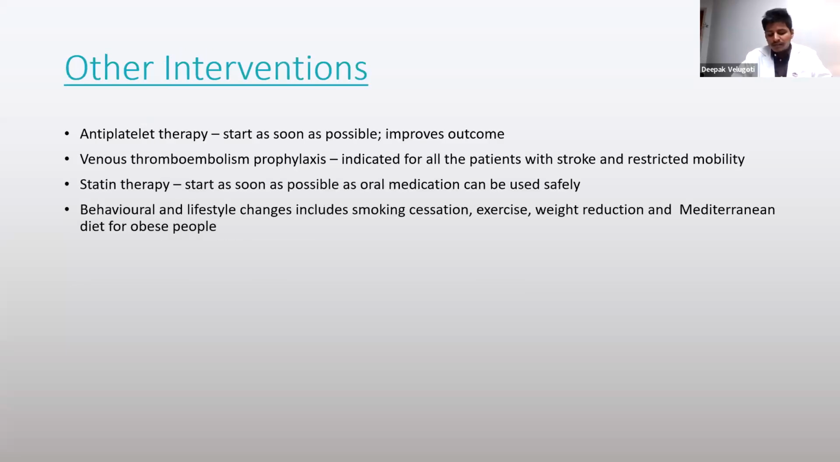And the other interventions that should be used along with this management are antiplatelet therapy and statin therapy, which improve the patient's outcome over time. And for patients who have restricted mobility or prolonged immobilization, venous thromboembolism prophylaxis must be given. And we should ask the patient to have behavioral and lifestyle modifications such as smoking cessation, exercise, weight reduction, and a Mediterranean diet for obese people.